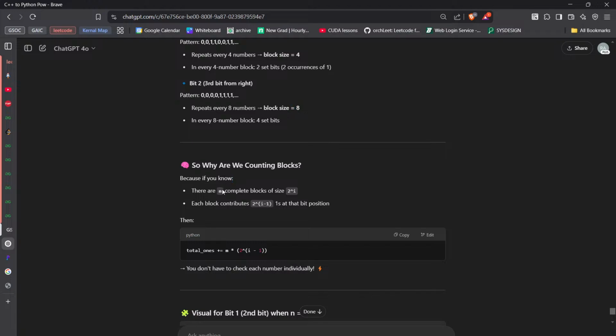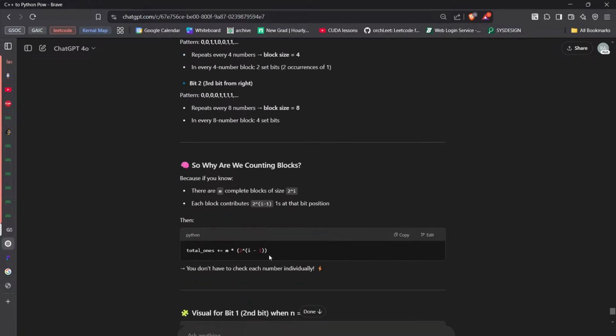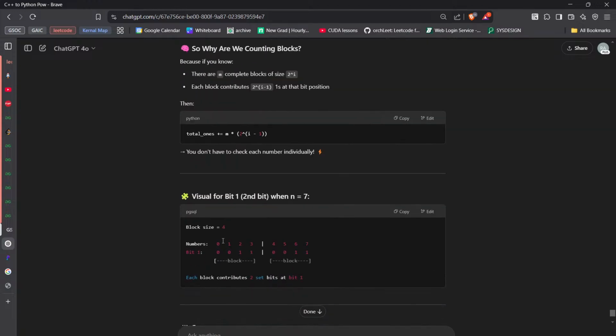Because if you know there are m complete blocks of size 2 raised to i, each block contributes 2 raised to i minus 1 set bits once at that bit position. Is this right? 2 raised to i minus 1. True. So we are counting the total number of complete blocks. You don't have to check each number individually.